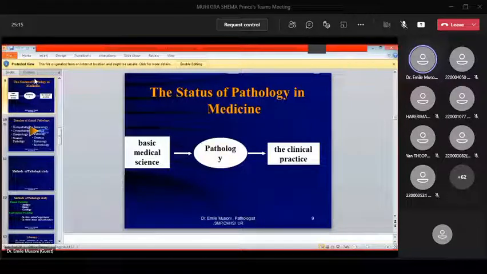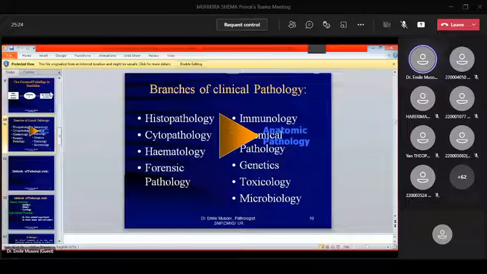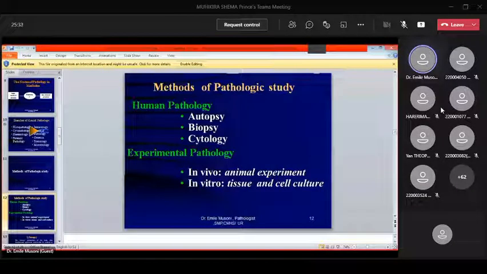So don't be surprised when you hear there is tissue culture. Don't be surprised when there is an examination of a dead body in autopsy. Cytology is used in screening of cervical cancer and in the study of body fluids. And a biopsy is when you take a tissue from a living body.